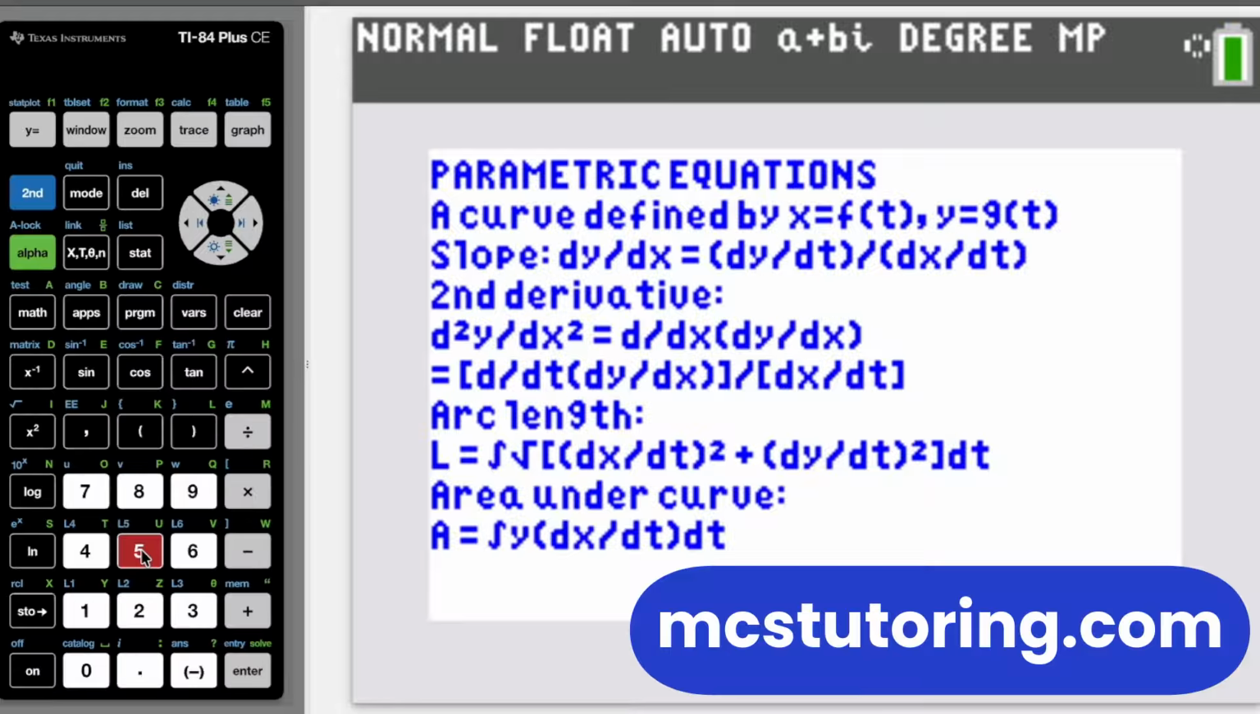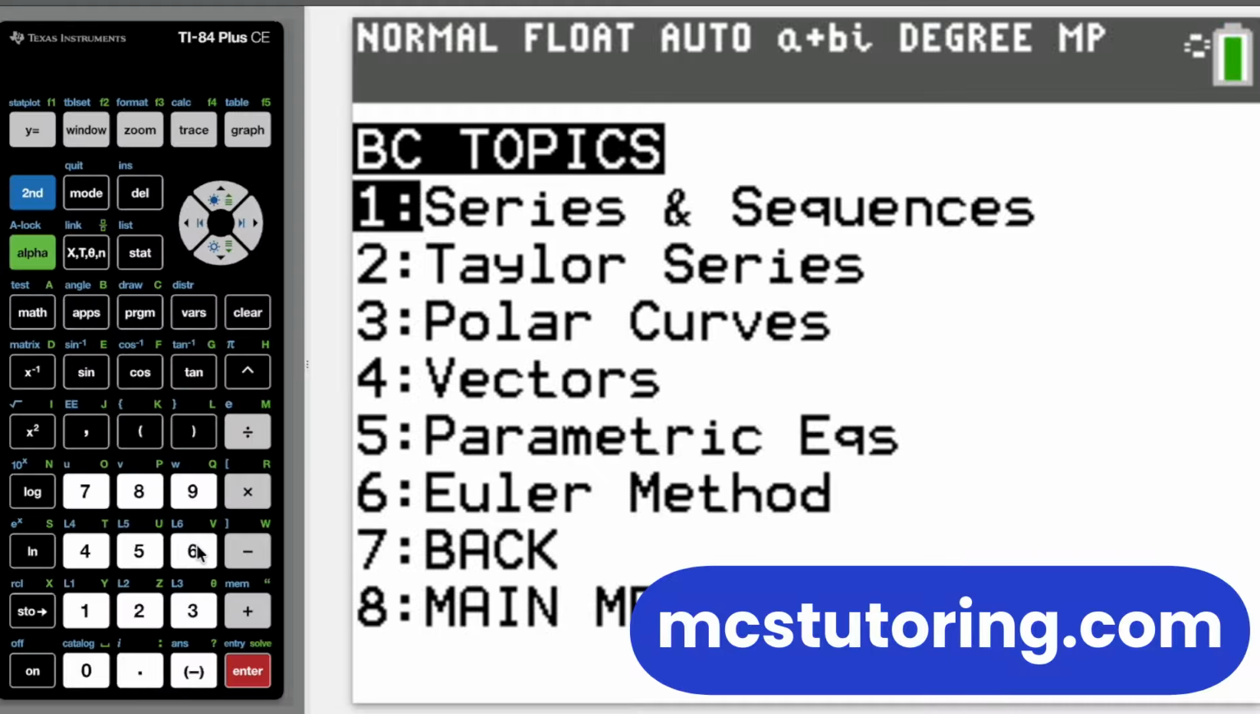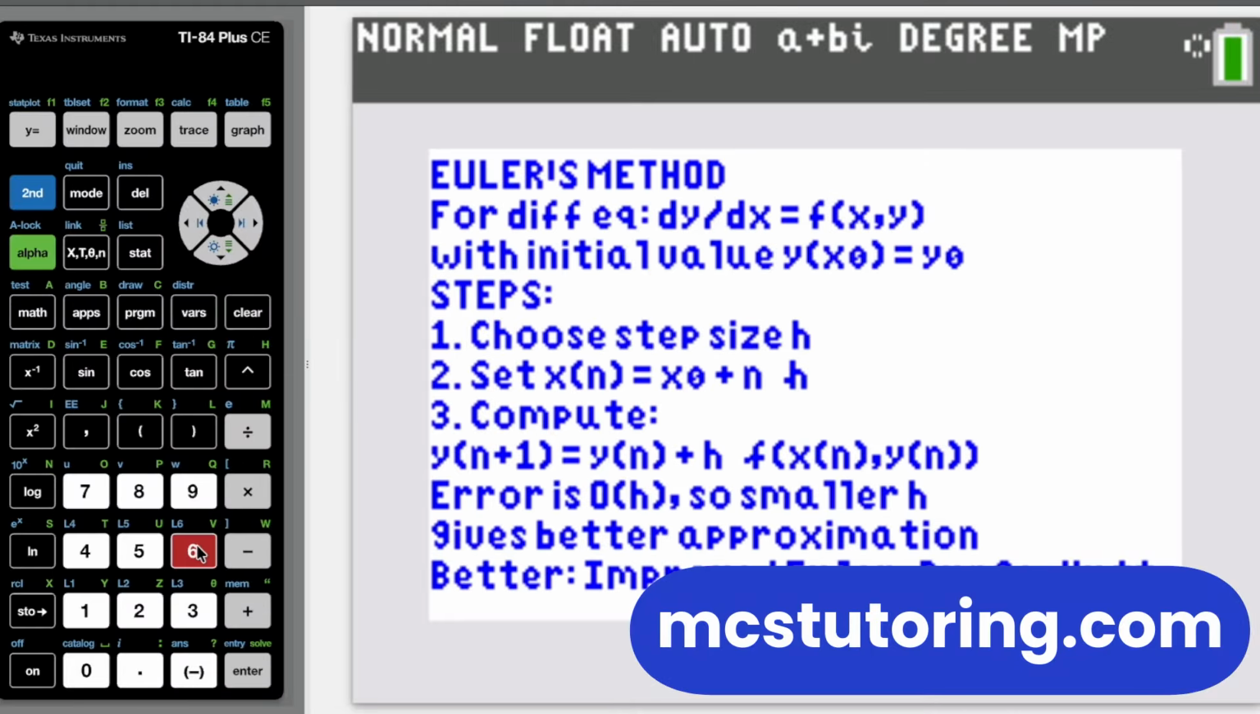I think you already know this, but this is just a reminder. And then Euler's method for differential equations: dy/dx equals f(x, y) with initial value y(x0) equals y0. Steps: choose step size h, set x_n equals x0 plus n, I think that's times h. I'm not exactly sure. Flame me in the comments if I'm wrong.